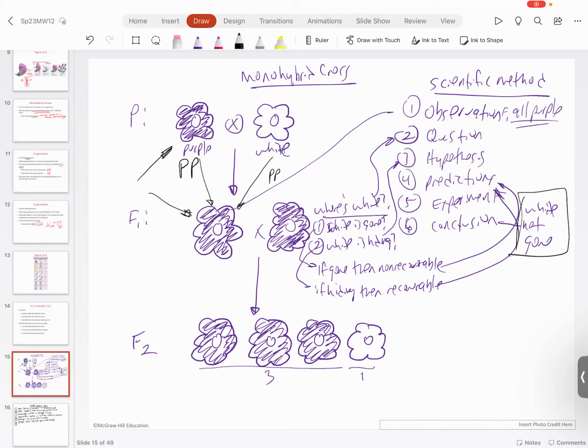So then, when the purple plant puts its gametes forward, it only has a big P to give. The white parent only has a little p to give. Same thing with this one here.